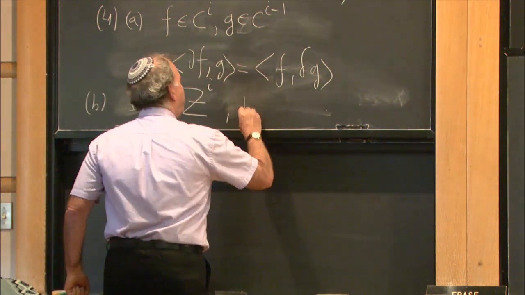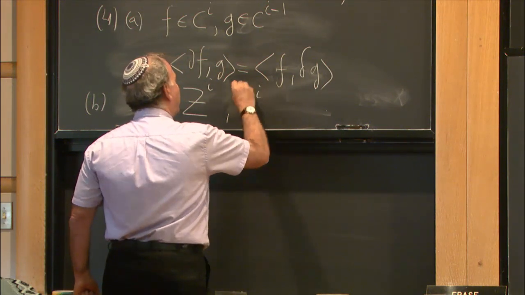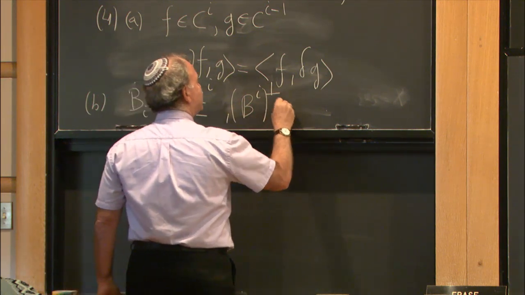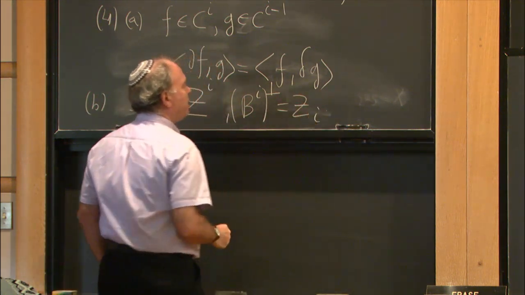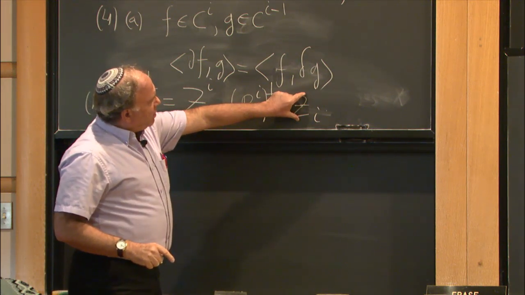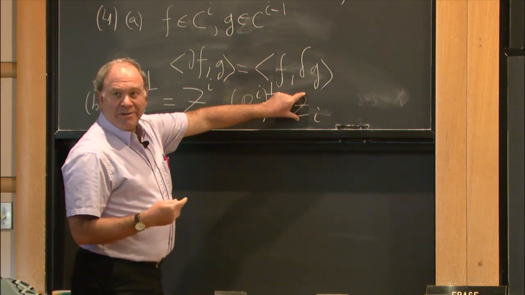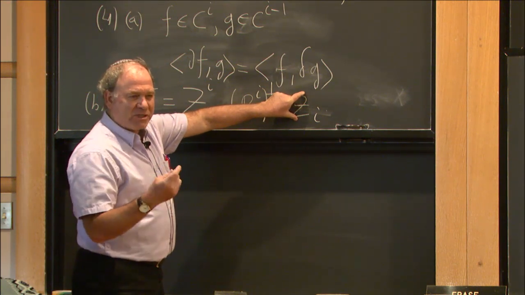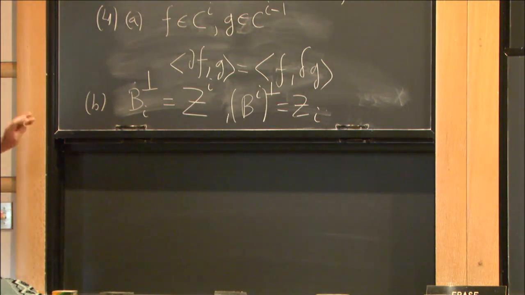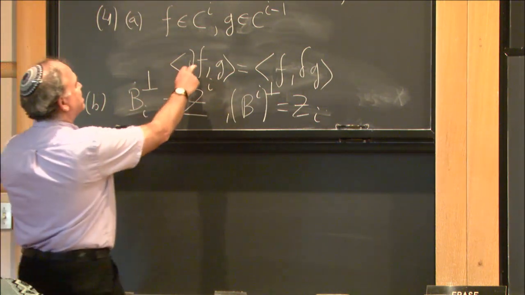And the orthogonal of B^i is exactly Z_i. And the opposite, if you take the orthogonal space to this one, you will get this one. Okay? Now these are easy exercises using this.